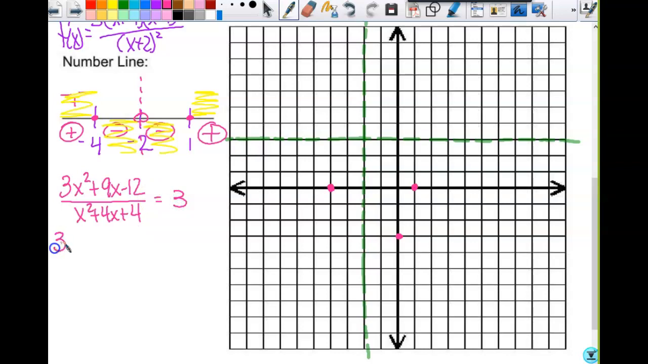So I'm going to rewrite my numerator, 3x squared plus 9x minus 12. I'm going to multiply both sides by the denominator, and when I do that, I'm going to distribute at the same time. So I'm going to get 3x squared plus 12x plus 12.